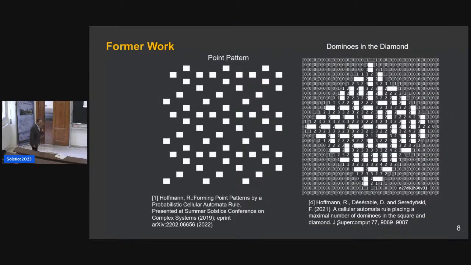And I will talk about a CA rule, which was already applied in 2D to generate point patterns, or to generate so-called domino patterns for instance, in the diamond, where you place these dominoes in a certain environment.